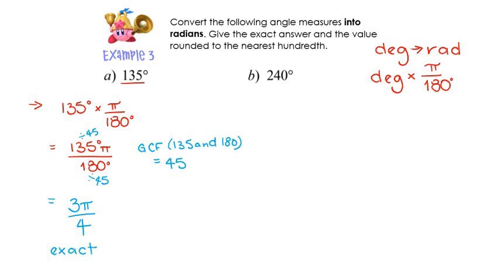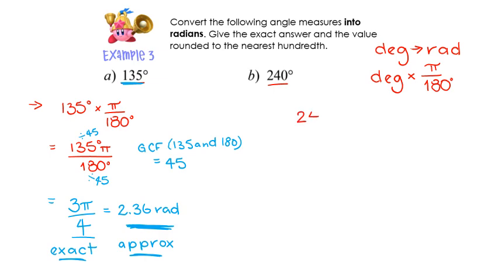And then if I want to convert this into an approximate solution, I'm just taking 3 pi divided by 4 in my calculator, and you're going to get roughly 2.36 radians. So this is just going to be an approximate answer just because we have to round it. But regardless of having exact or approximate, 3 pi by 4 and 2.36 radians would be equivalent to 135 degrees in radians. Let's do the same thing for 240 degrees.